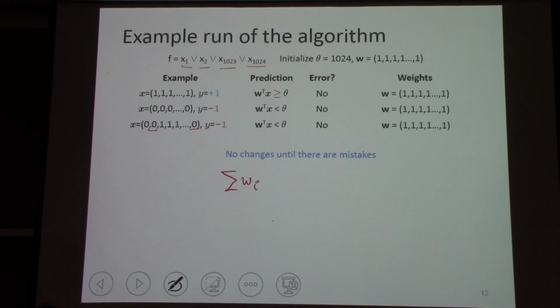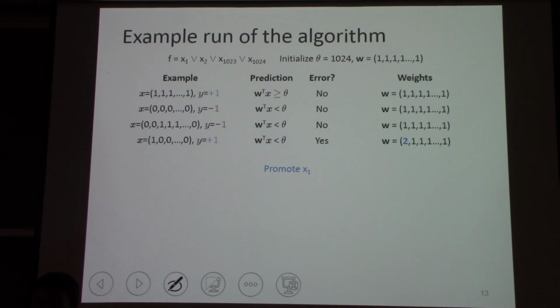Since every weight is 1, the sum of Wi times xi is equal to the number of non-zero entries in the input. I said that all the relevant features are 0, which means the number of non-zero entries is 1020, which is less than 1024. So the prediction is -1, which matches the true label, so no updates. And you keep going till no mistakes are made.